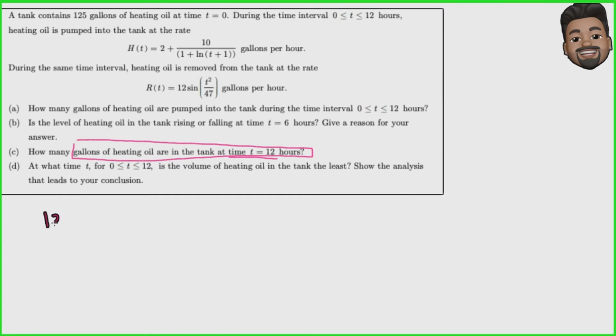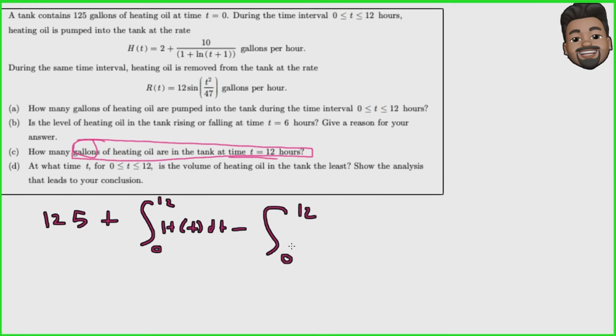Well, we started with 125 plus the antiderivative from 0 to 12 of H of T. This is going to tell me how much went in. Now, it's the rate. Take the antiderivative so that we can just get gallons. That's going to give me that. Subtracted by how much got removed. So from 0 to 12, and then this is R of T dt.